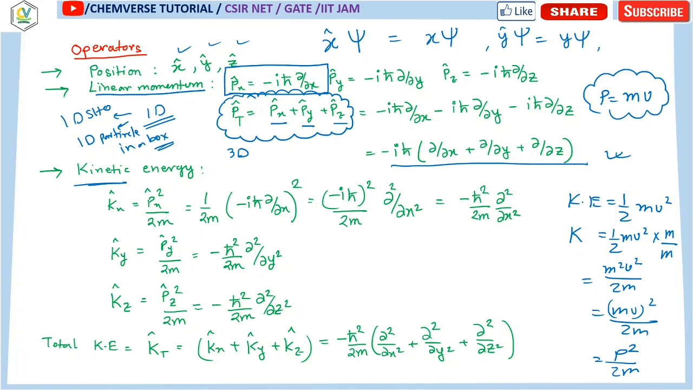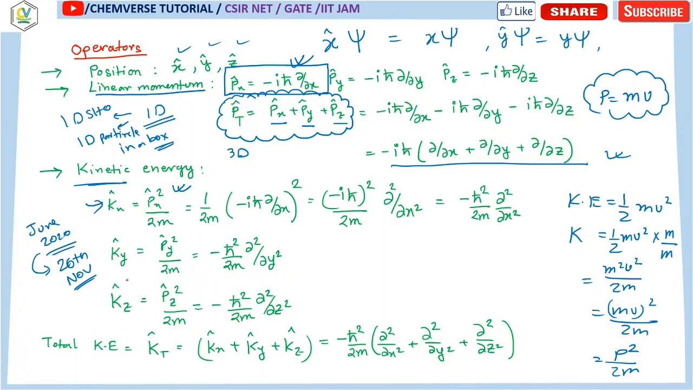Now px has the expression minus iota h cross d dx. From here you can deduce the expression for kx, which is basically px square by 2m. On the same concept, in the June 2020 examination, held on 26 November, you will find one question where you have to use this kind of expression in order to determine the Hamiltonian operator, which I will discuss later.